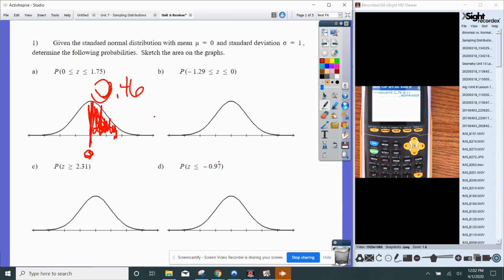For the next one, -1.29. So again, here's 0. -1.29 would be like right here. So we're talking this area here. My guess is it's going to be something similar to letter A, but here we go. Normal CDF. So number 2, lower would be -1.29. Upper would be 0. Yep, and about 0.40.